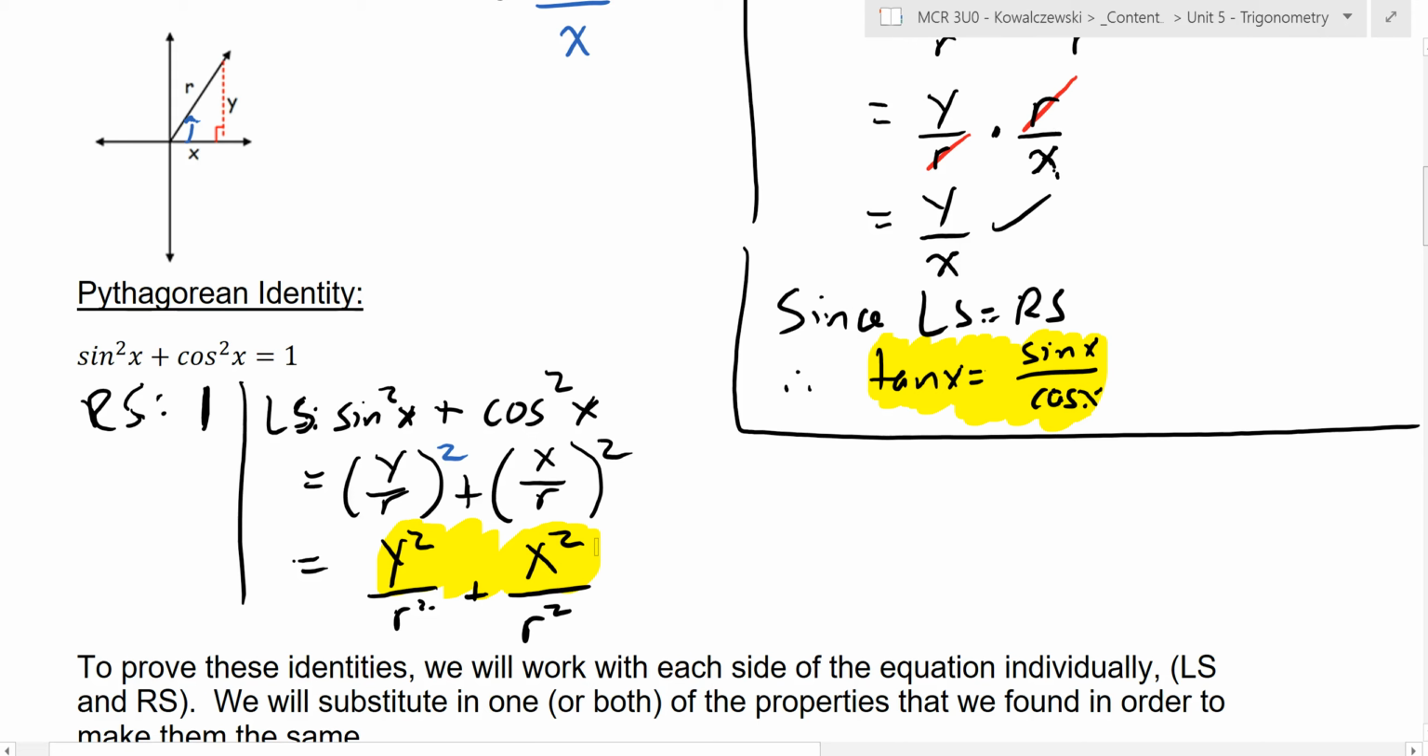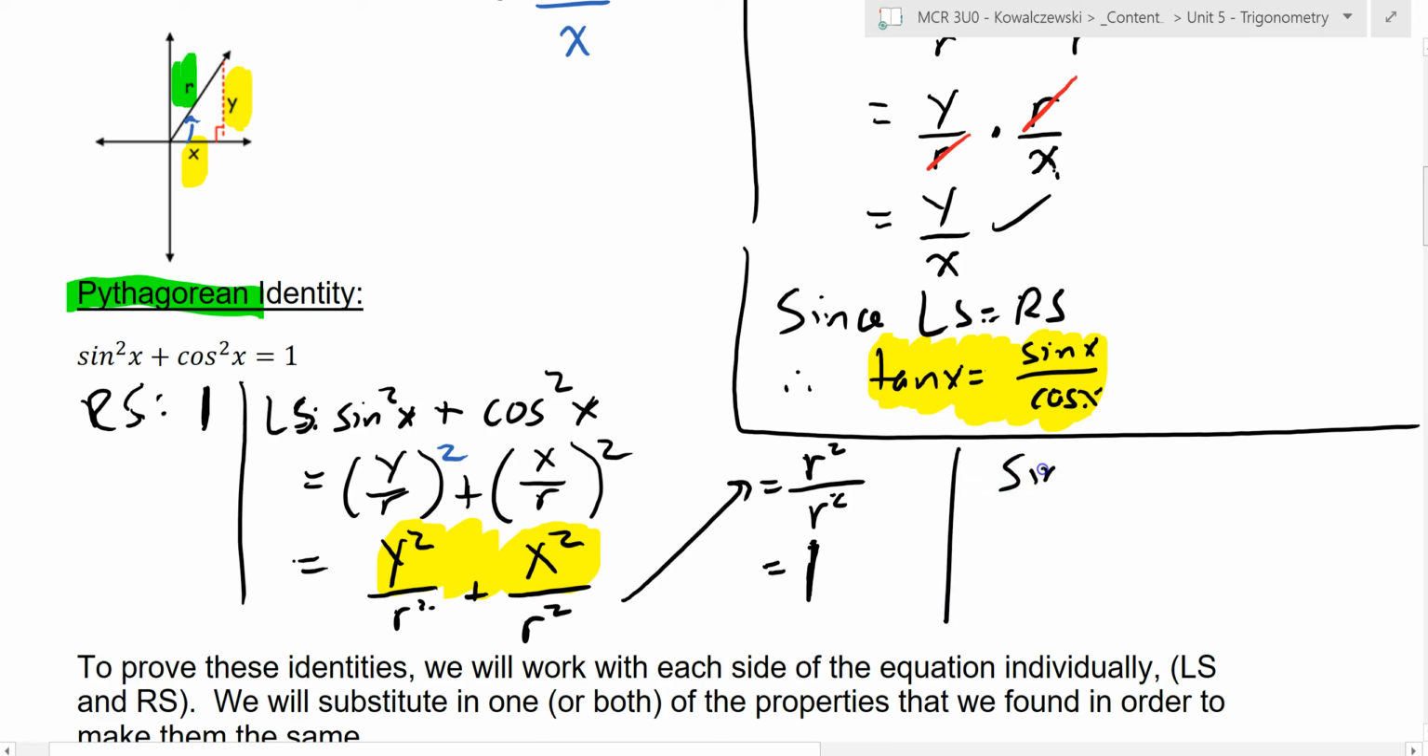Well, remember in a triangle, one side squared plus the other side squared gives you the hypotenuse squared. So this is why this is called the Pythagorean identity, because by using the Pythagorean theorem, this will now give us r squared in the numerator, that's x squared plus y squared, over r squared, which is 1. So the left side does in fact equal the right side.